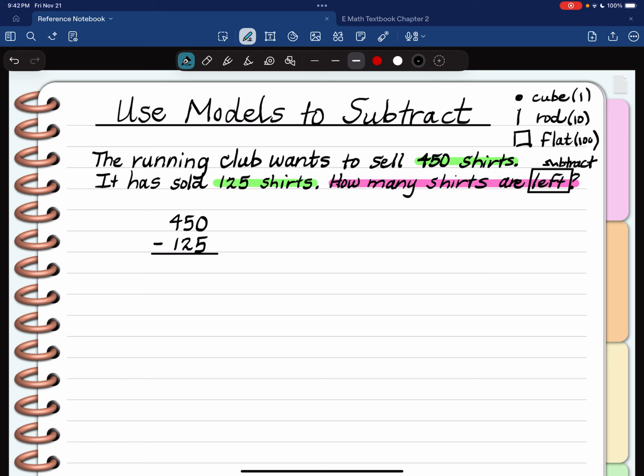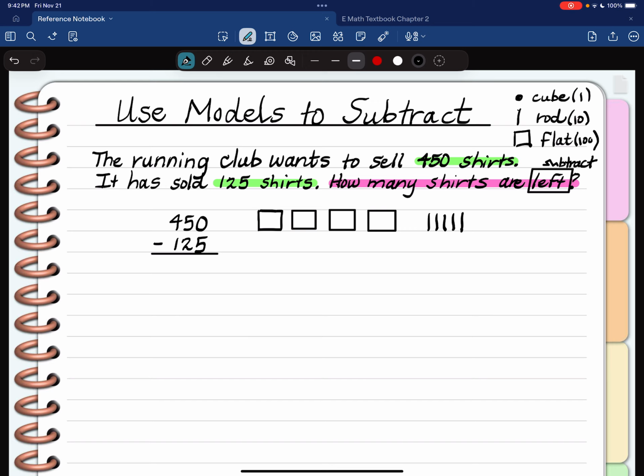So I'm going to draw 4 of these. I'll just draw them, that's probably faster. They don't have to be perfect. So you go ahead and do it with me so that you have 4 of the hundreds. Then we have 5 of the tens. And we have 0 of the cubes.